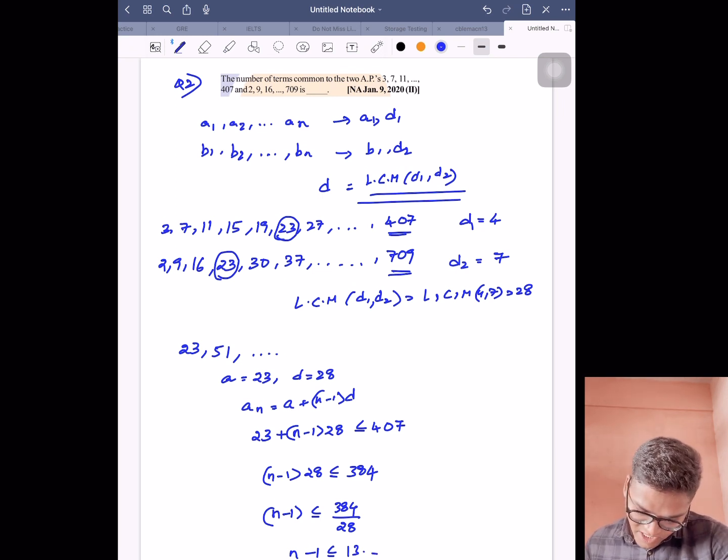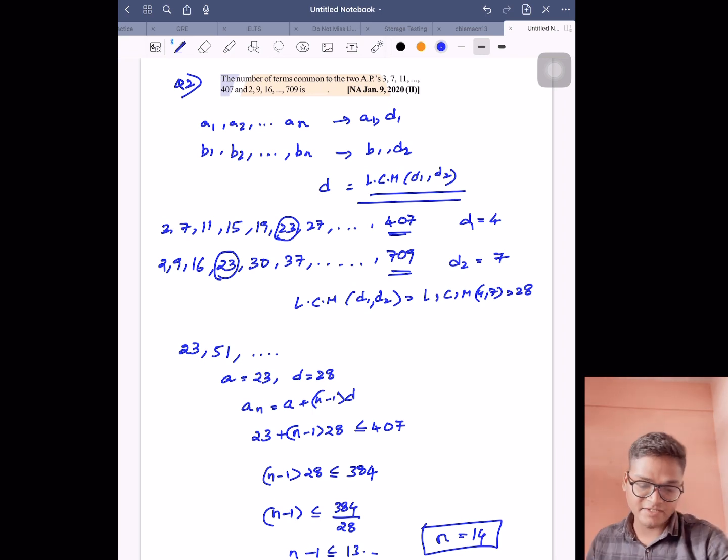So now n should be less than or equal to 14 point something. That means it should be less than or equal to 14.1. Means less than or equal to 14 point something. Means n should be equal to 14. So there are 14 common terms in this sense. So I hope you understand this one, right?